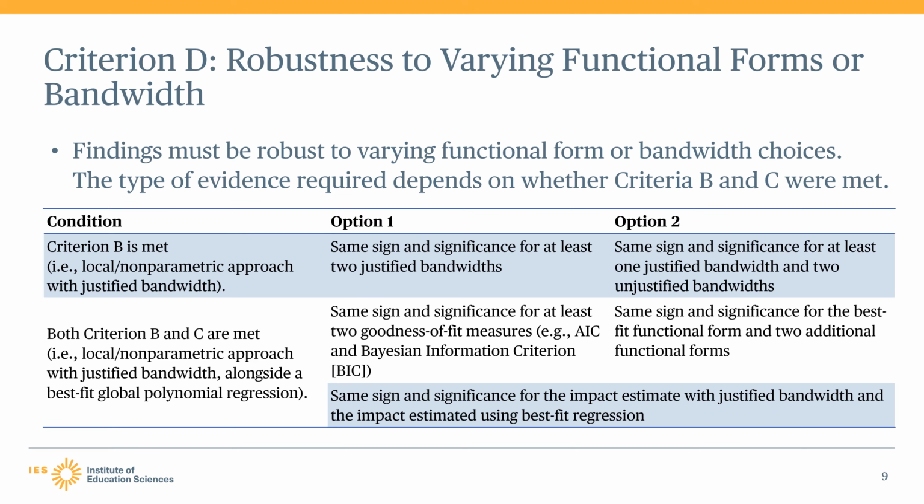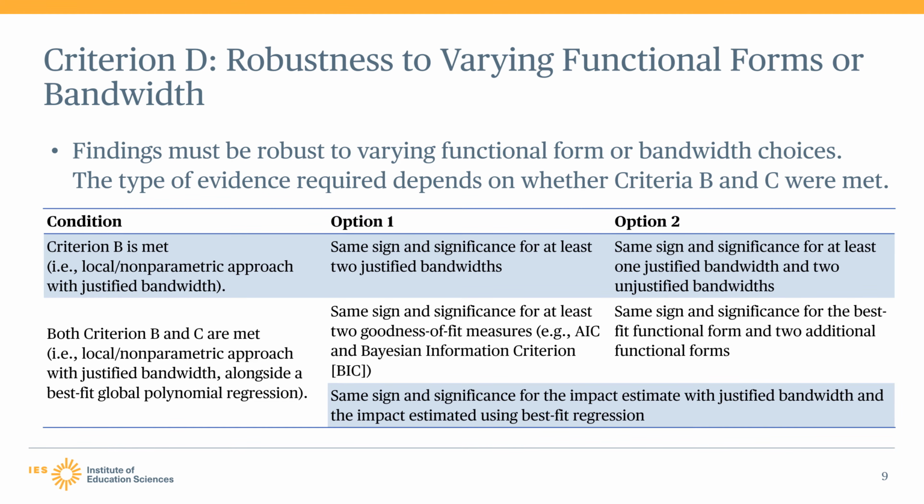In those cases, three additional options are available. First, the study could satisfy criterion D if the sign and significance of impact estimates is the same, using a total of at least two different goodness of fit measures to select functional form. For example, this criterion would be satisfied if the impact corresponding to the functional form selected using the AIC goodness of fit measure is the same sign and significance of an impact corresponding to the functional form selected using R squared.